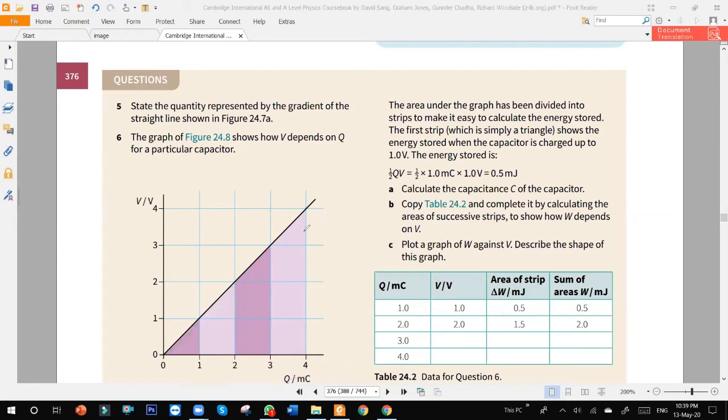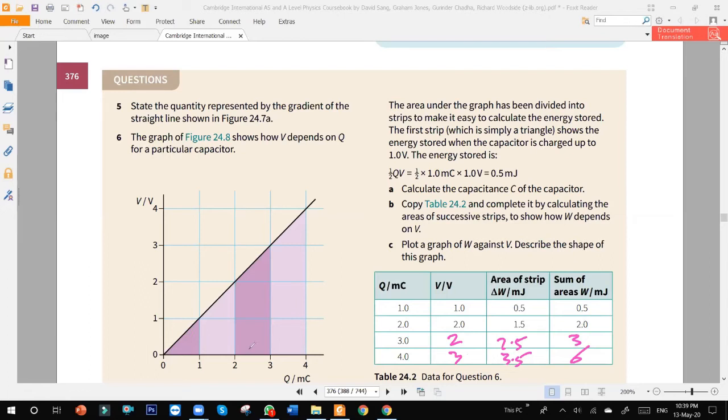How much? 2.5. And what about this one? That is 3.5. Good. And this is the sum of areas. So this is 0.5. This is 2. This will be 3. This will be 6.